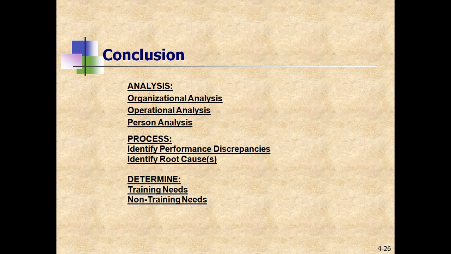The analysis process can entail each of the three levels of analysis or any combination thereof to determine performance discrepancy and the root causes of these discrepancies. The output of the analysis process is the determination of training needs and non-training needs. If there's a need for training, the training need output then becomes the input for the design process, which is the next step.